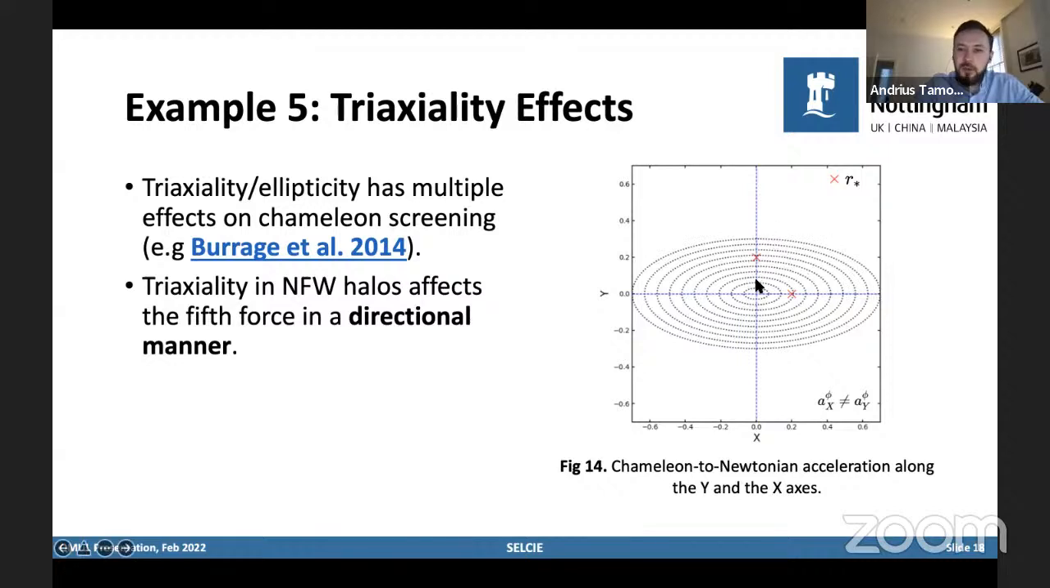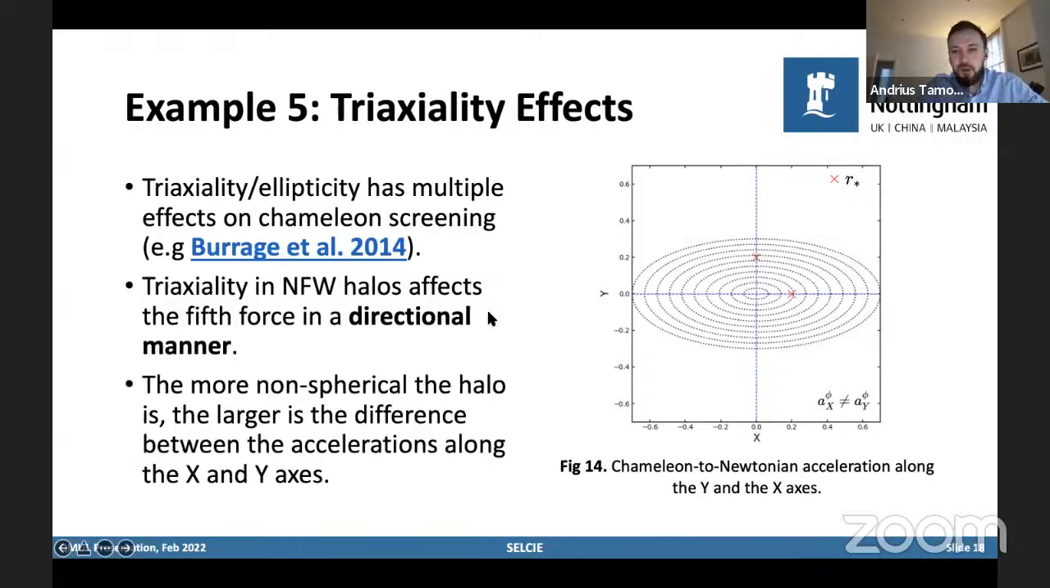So this could potentially be useful in detecting these types of effects. If you could measure, if that's possible, the force effects or the acceleration in some sense, perhaps measuring the pressure of the gas in the cluster along the y-axis, let's say, and the x-axis, you could potentially gain some insight about the size of the fifth force.